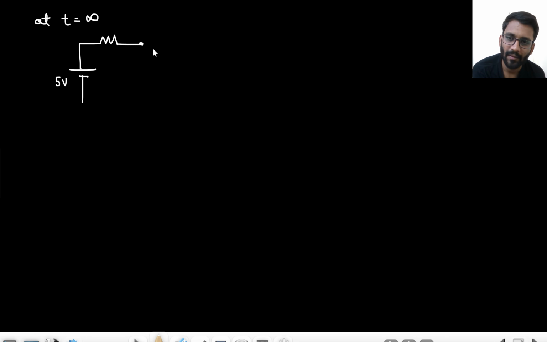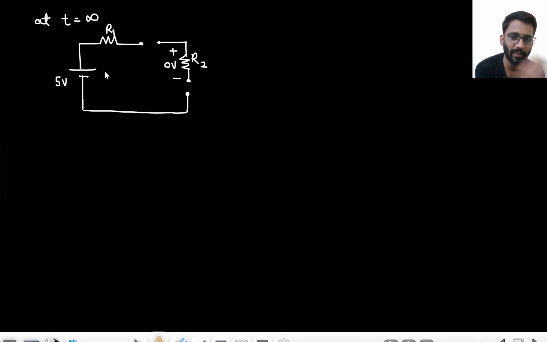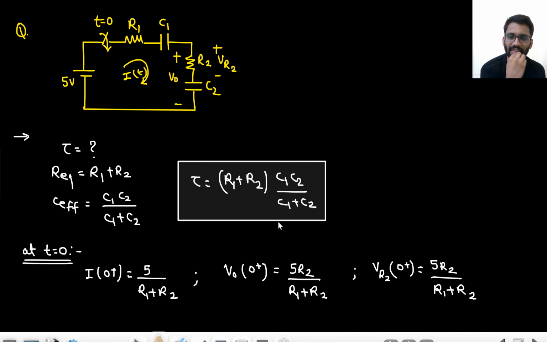Now let's talk about the circuit at t equals to infinity. At t equals to infinity, 5 volt is there. This is open-ended. This is a resistor. This is open-ended. Right? What will be the drop here? That will be 0 volt. This is R1. This is R2. This drop will be 0 volt. The current will be 0 ampere. Right? This is C1. This is C2. This is your V0 and VC2 we are not talking about.